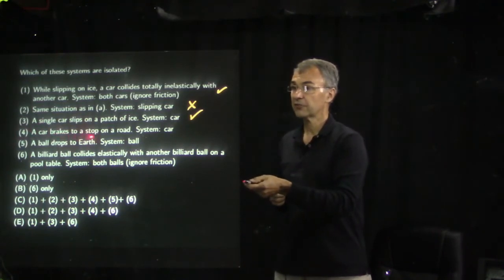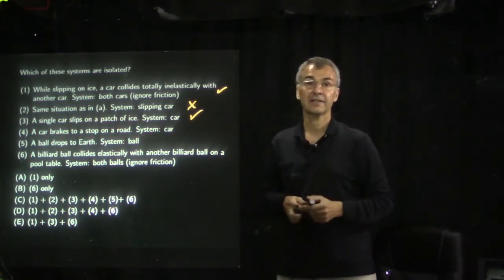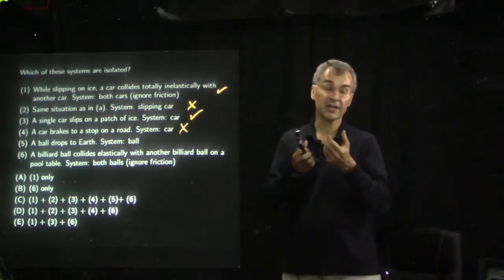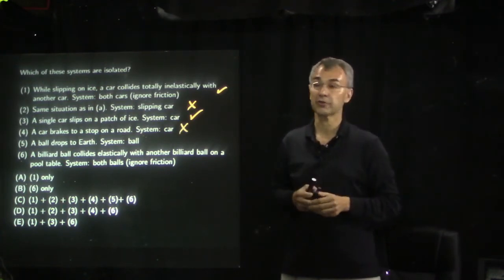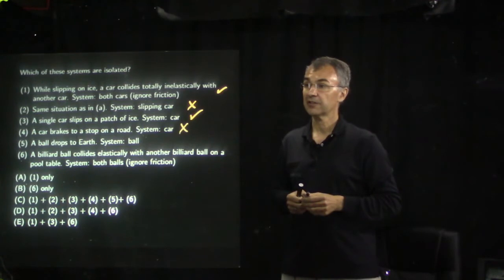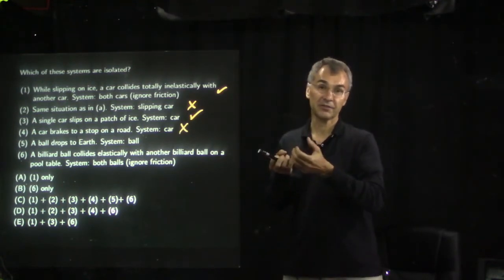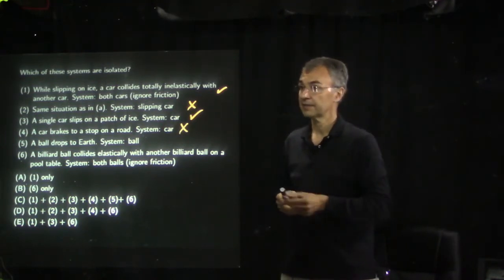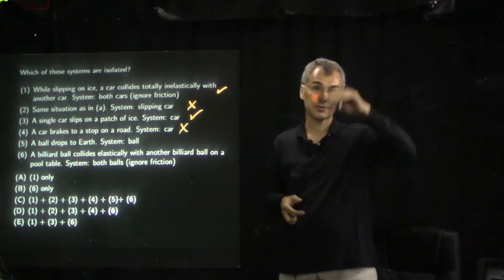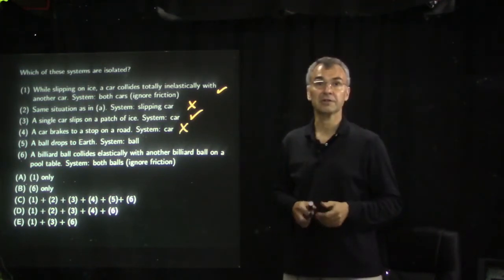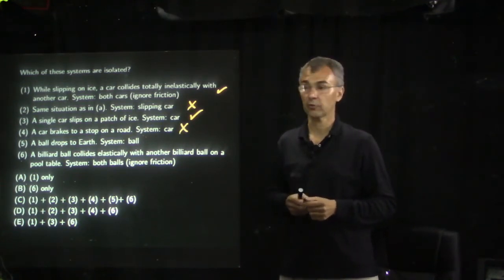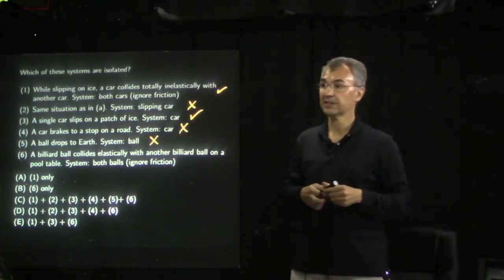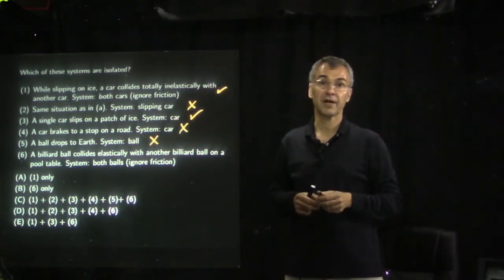How about a car brakes to a stop on a road? The system is the car. I would say that's not isolated because the car tires are interacting horizontally with the road. So the car is not an isolated system because its momentum is being changed by its interactions with the road. What about a ball drops to earth and the system is the ball? Okay, now we're talking about the vertical coordinate. I think the ball is not isolated because it is under the influence of Earth's gravity.